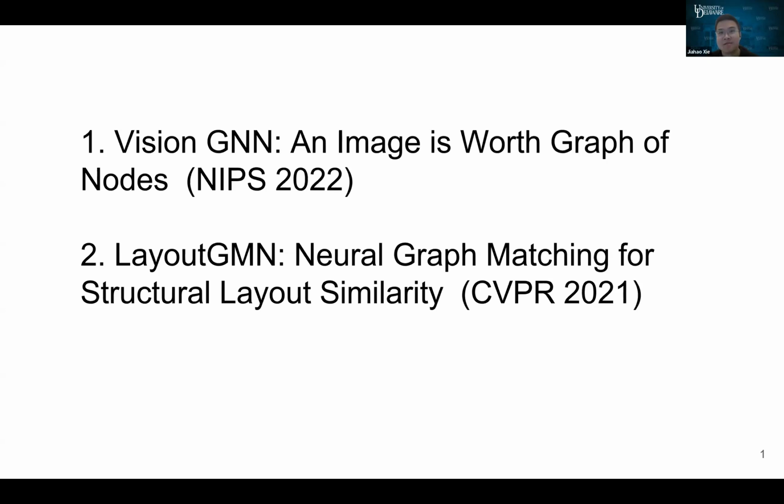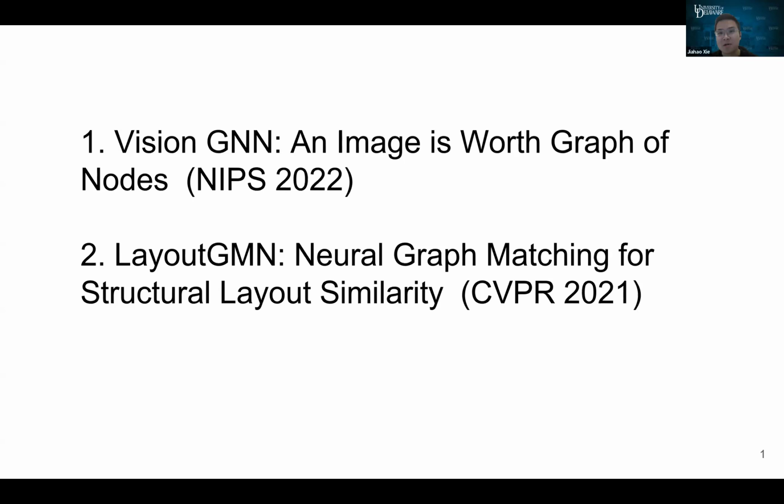Hello, everyone. Today, I'm going to present two state-of-the-art approaches that utilize graph neural networks in the field of computer vision. The first paper is titled Vision GNN: An Image is Worth Graph of Nodes, which demonstrates how graph neural networks can revolutionize the way we represent images in visual tasks.